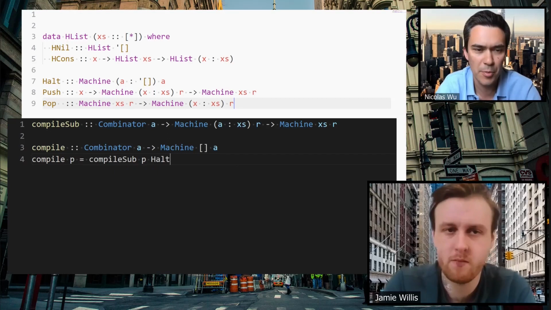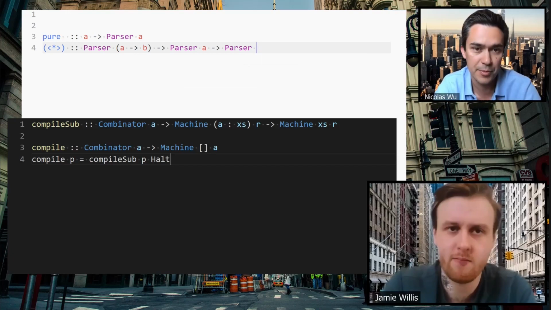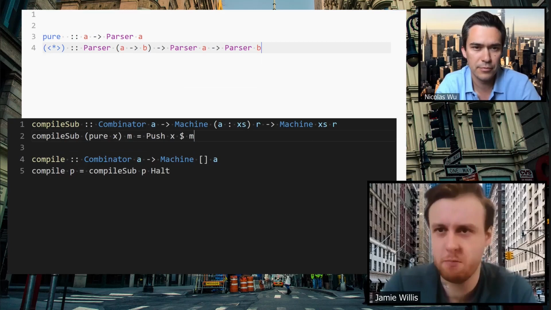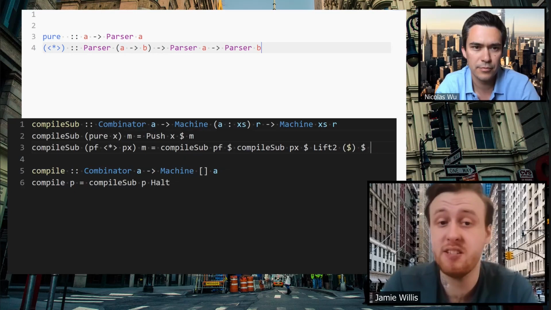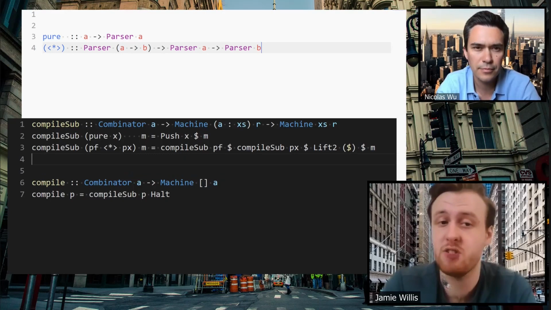So for example, pure, which has type A to parser A, and app, which has type parser (A to B) to parser A to parser B. Oh, easy. Something like this. So for pure, that's just the push instruction, right? With some M that will continue on afterwards. And then for app, we just need to compile PF and then we'll compile PX. And after that, we combine the two results that are on the stack with function application using lift two.